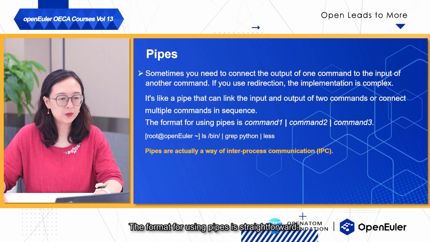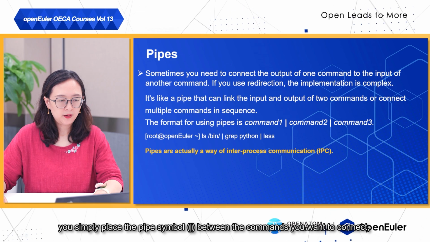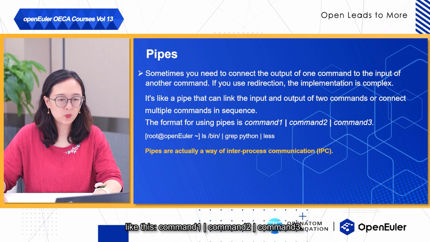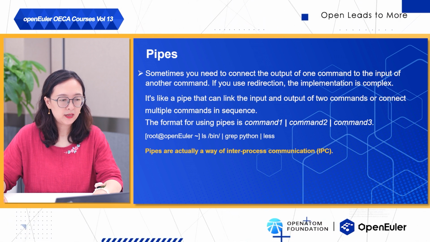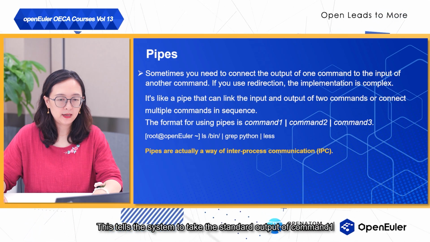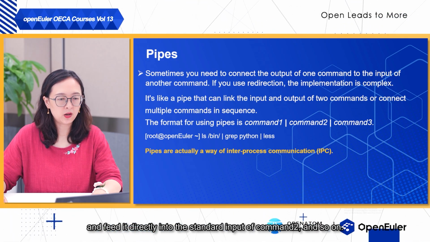The format for using pipes is straightforward. You simply place the pipe symbol between the commands you want to connect, like this: Command 1, vertical bar, Command 2, vertical bar, Command 3. This tells the system to take the standard output of Command 1 and feed it directly into the standard input of Command 2, and so on.